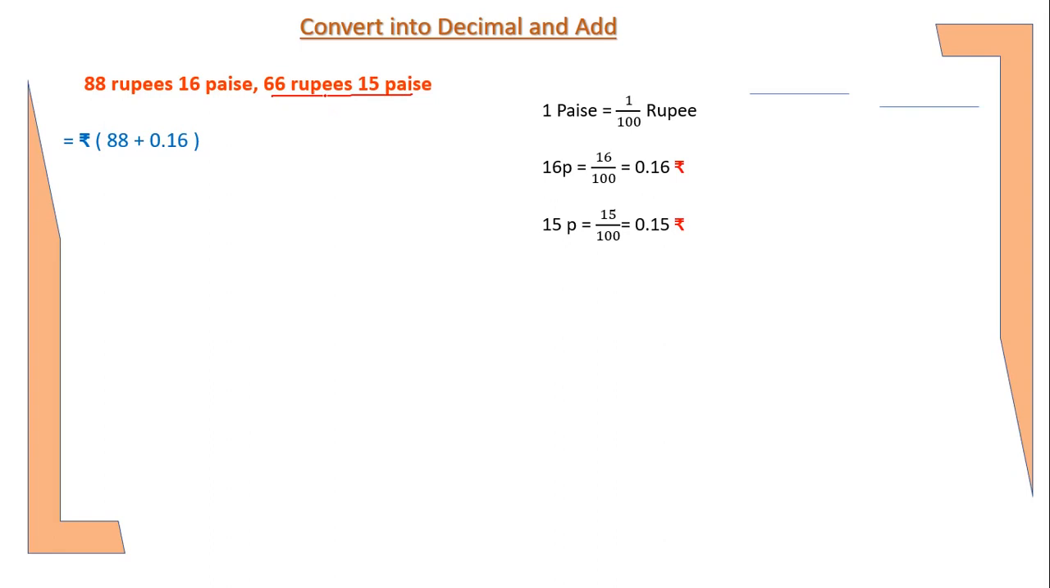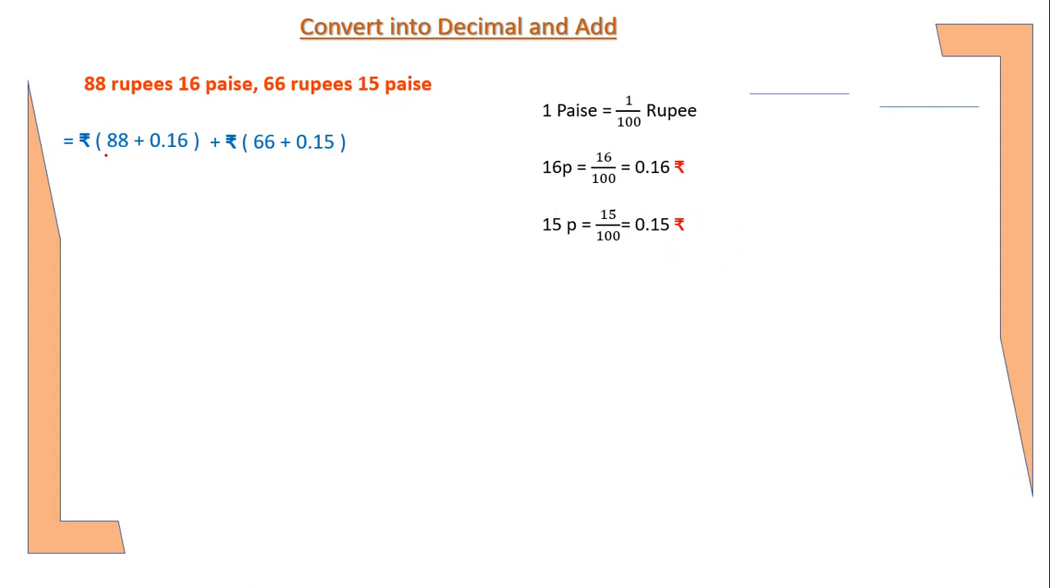Same way I will take the second unit of money, that is 66 rupees 15 paise. 66 already it is in the rupees, so I will write 66 as it is. Then I converted this 15 paise to rupees. After converting this 15 paise, it became 0.15 rupees. Here I added this 0.15 to the 66 rupees.